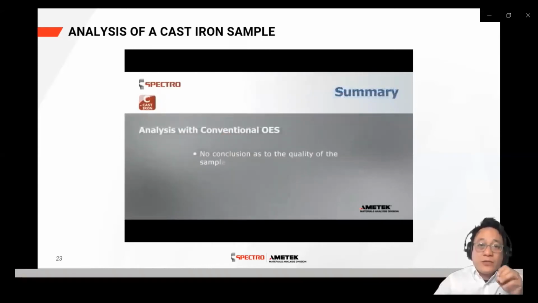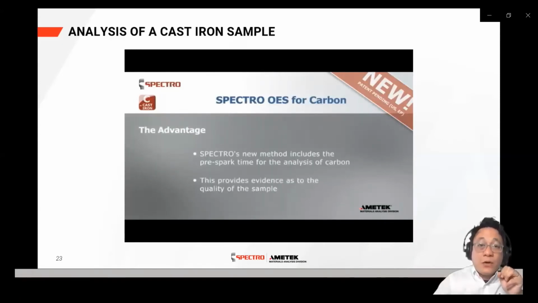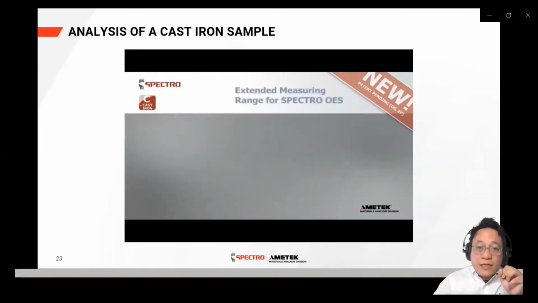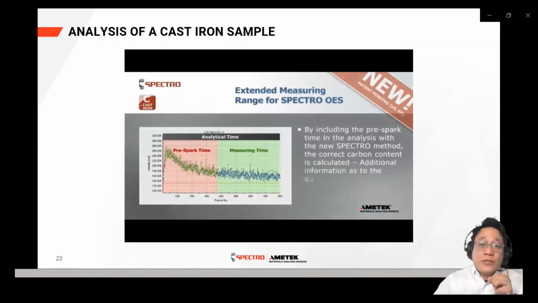And here comes the solution, which we are offering from Spectro Analytical Instruments. We developed a new method to include the pre-spark signal into the calculation of the total carbon content. This provides evidence as to the quality of the sample. So let's have a look at the extended measuring range and how the new method works. By including the pre-spark time into the integration signal, the correct carbon value can be calculated.